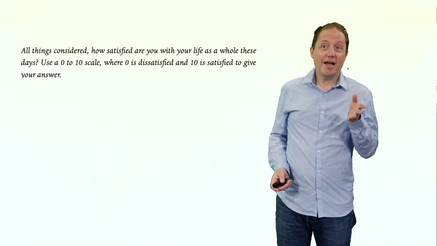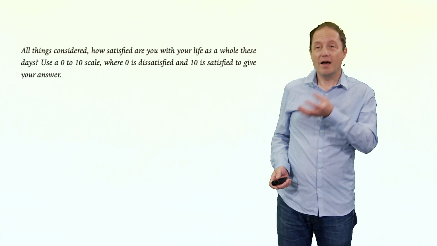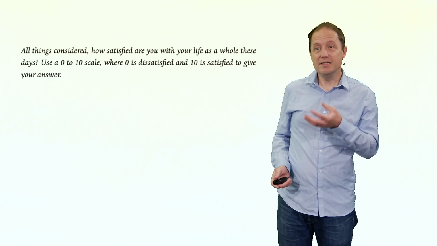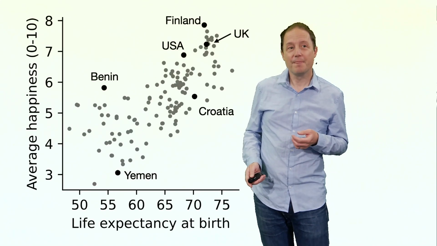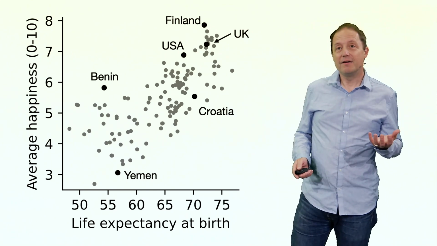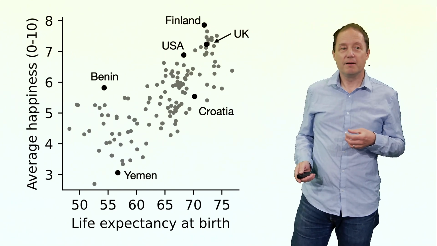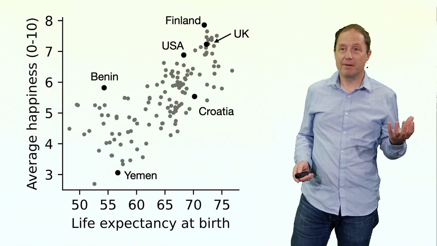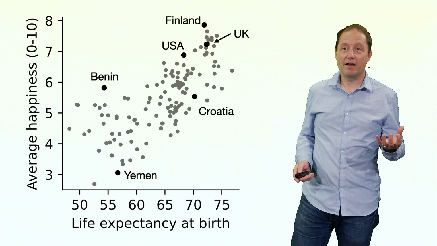Now, you might have your own personal answer, but what researchers at Gallup have done is they've gone over the entire world and they've asked this question in different countries. And we can see some of the results they've got here. If we compare different countries, we see that there's a relationship here between how happy people are in different countries and how long they're likely to live their lives.